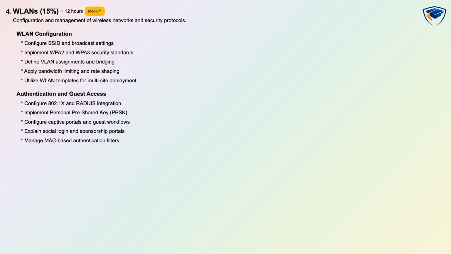WLANs represent 15% of the exam and are medium difficulty with about 12 hours of study time. You will learn SSID configuration, broadcast settings, and security standards including WPA2 and WPA3, study VLAN assignments, bridging options, bandwidth limiting and rate shaping, and how to apply WLAN templates across sites. Additionally, learn authentication and guest access methods such as 802.1X with RADIUS, personal pre-shared key, captive portals and sponsorship workflows, social login options, and MAC-based authentication filters.